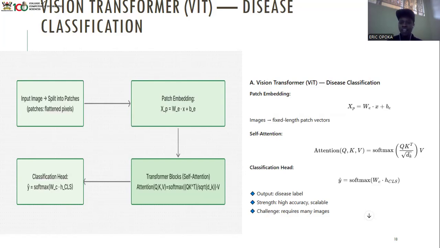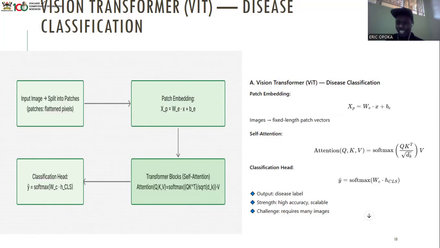Then moving on, after getting the patch embedding, it will use self-attention to extract the relationships between the patches, then use the classification head to get what we call the real disease. The attention has three main entities in the formula. We have the Q, which is the query, which represents the particular patch we are focusing on. Then the K, which represents the other patches. Then the V, which is the value, which represents the information in the particular patch we are dealing with.